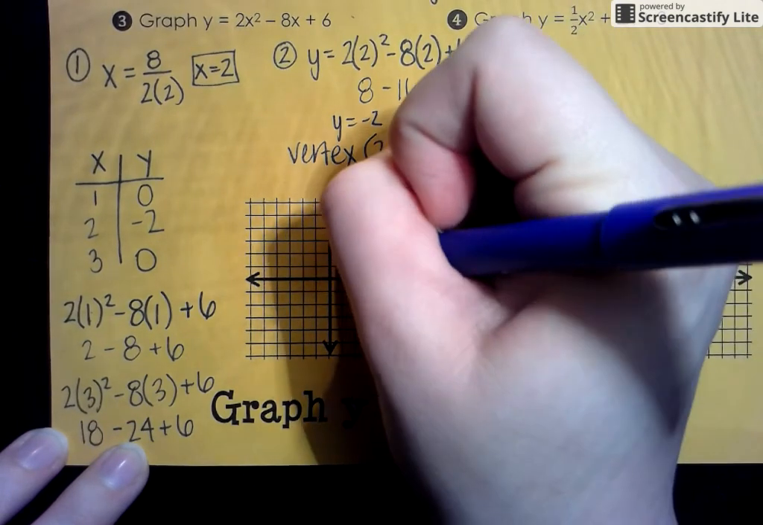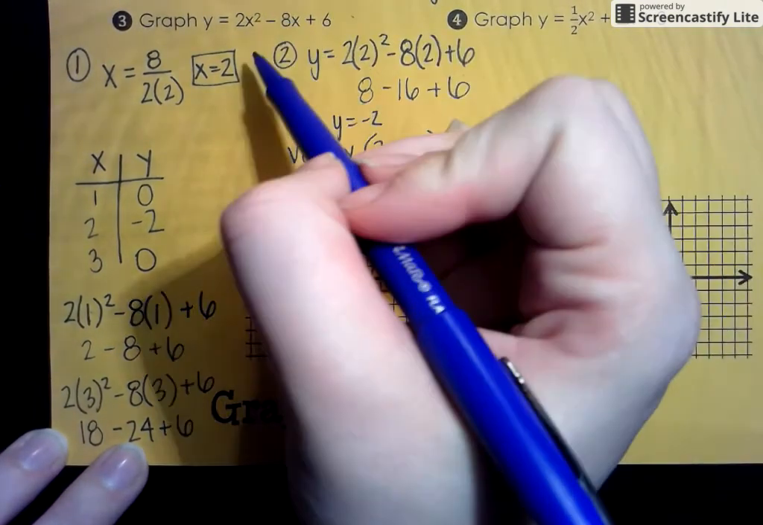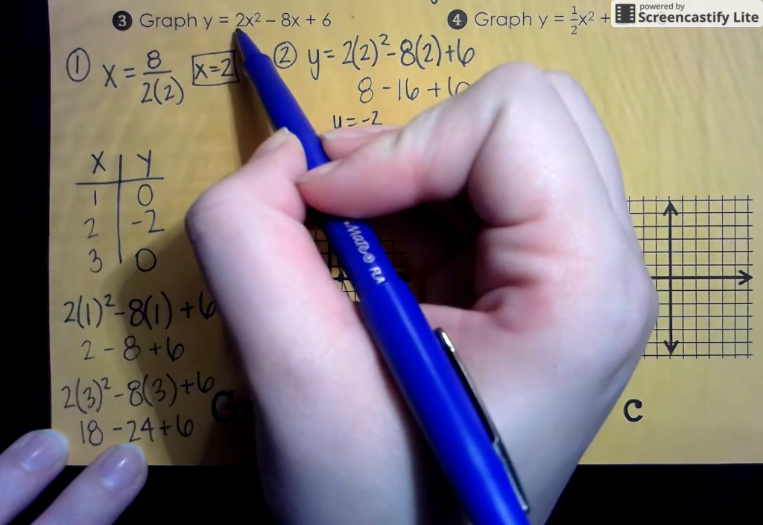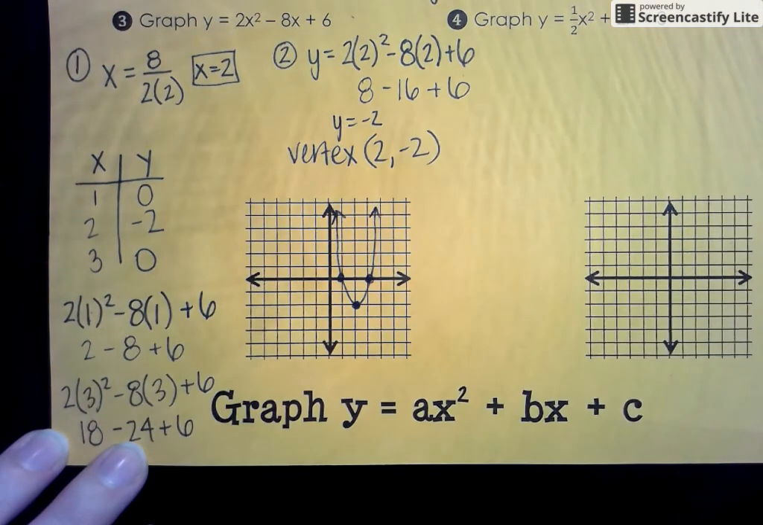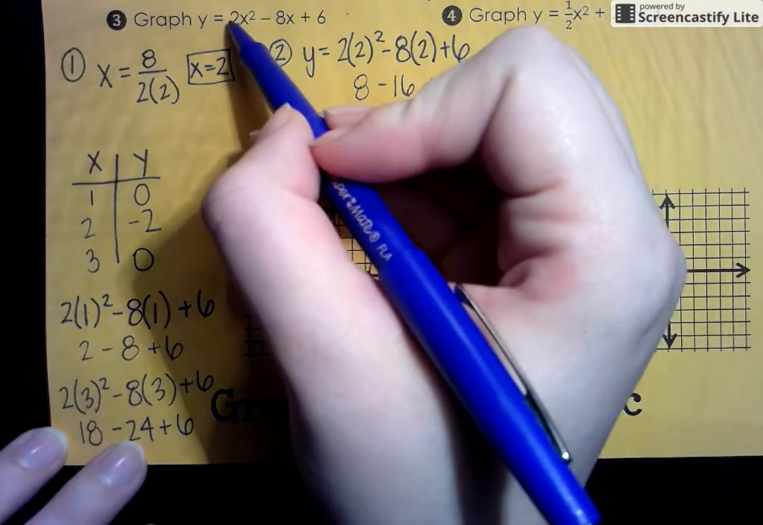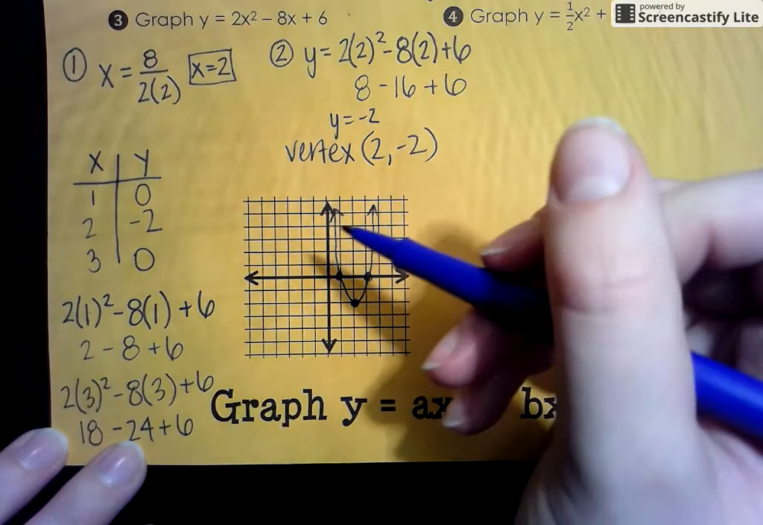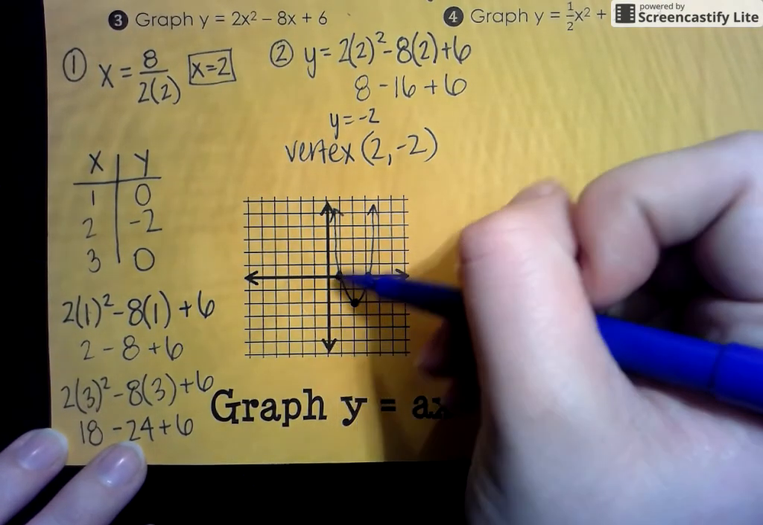Here is my parabola. I also can tell it's facing up because of my a value. My a value, this number 2, is positive, so it's facing up. Let's say it was a negative 2, it actually would face down, so your vertex would be your maximum point and it would face down.